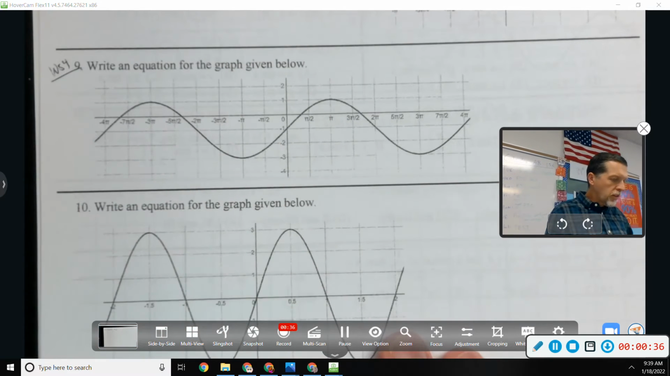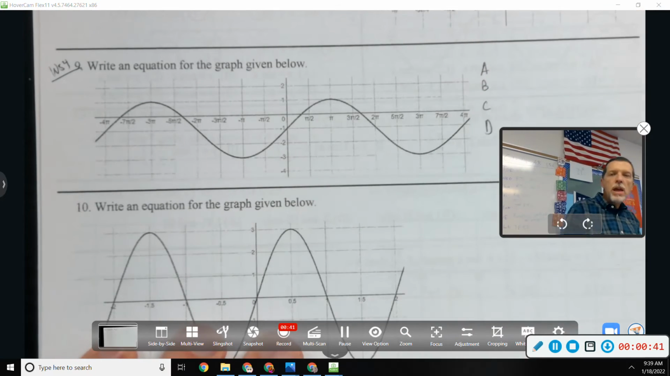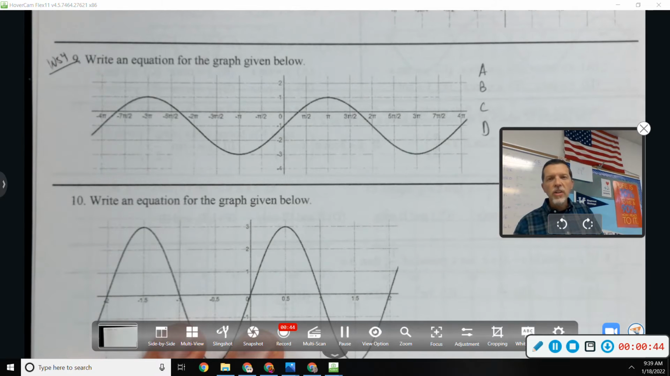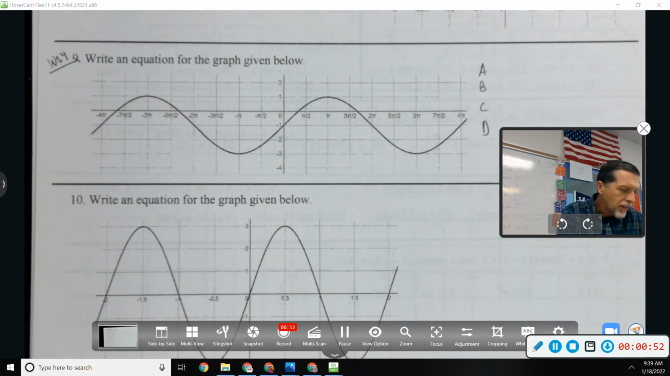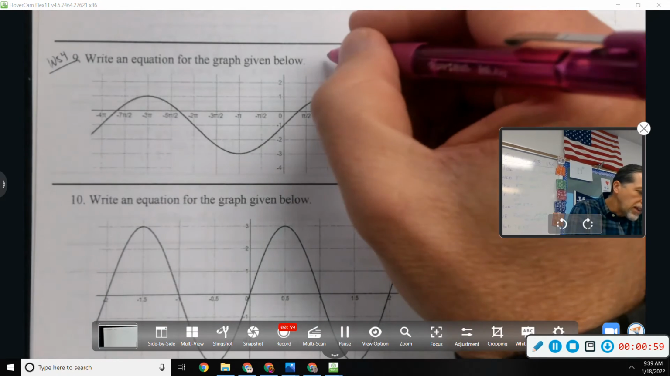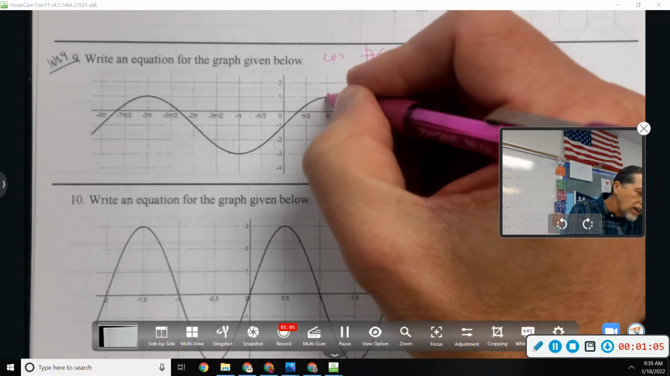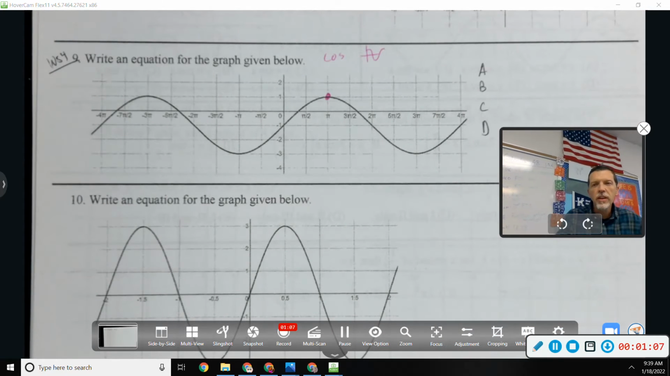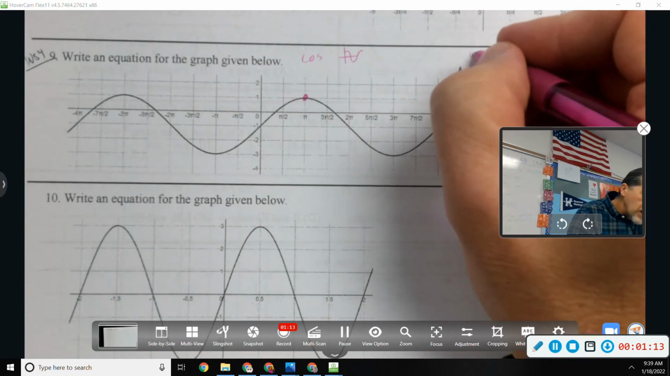So write an equation for the graph given below. When writing equations, I still want to be thinking A, B, C, D, and figuring out what those are, and then kind of going from there. It didn't specify whether to write a sine or a cosine, and I can do either for this one. So I kind of need to decide ahead of time which one I want to do. If I'm thinking cosine, it starts at a max, so I could start there. That could be my start if I want to think about a cosine. So I'll do cosine first, and maybe I'll come back and do a sine later.